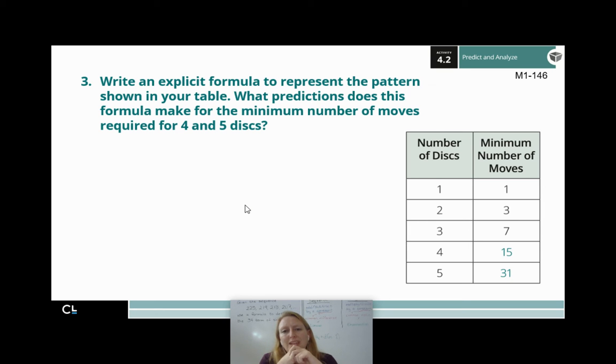Can you get a little creative? Because again, it's not arithmetic, it's not geometric, so you have to get a little creative. Can you represent the pattern with an explicit formula? Give us some thought. I bet you can get there. Go ahead and hit pause to try this out. Hit play when you're ready to check your work.